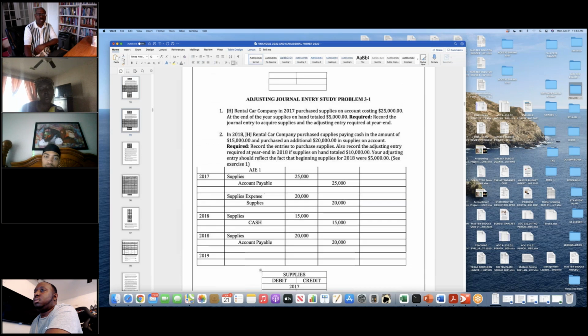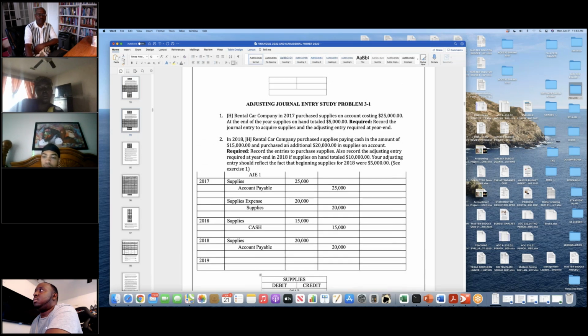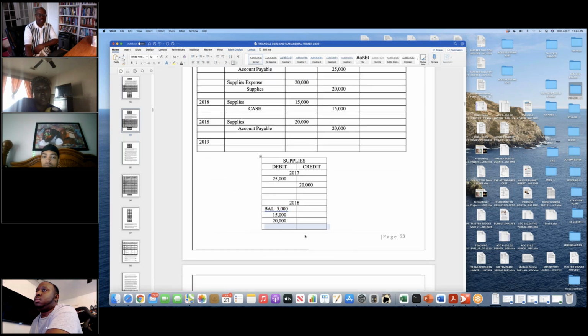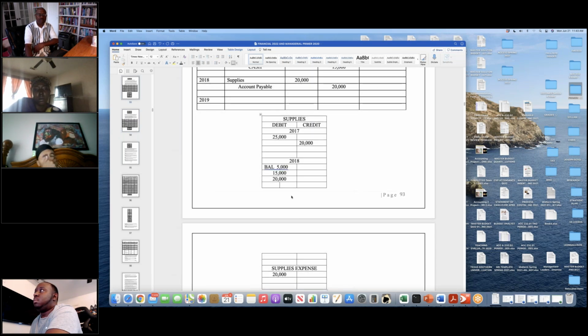Okay, so that's where we stand. As we post these amounts, how much is in the supplies account now? 40,000. 20, 15, and 5, so we have a 40,000 balance now. Before we make an adjusting entry, we just have to recalculate the balance, which is now 40,000.